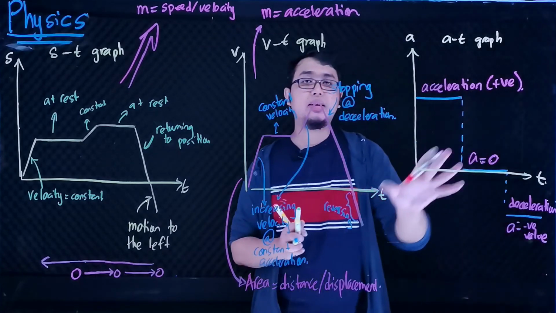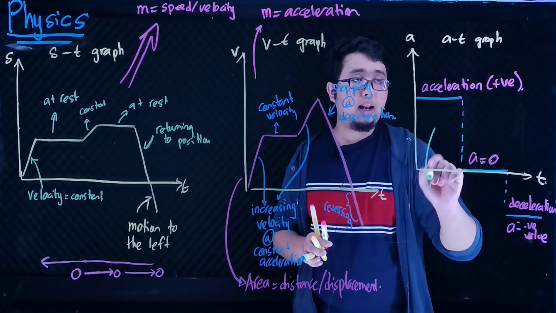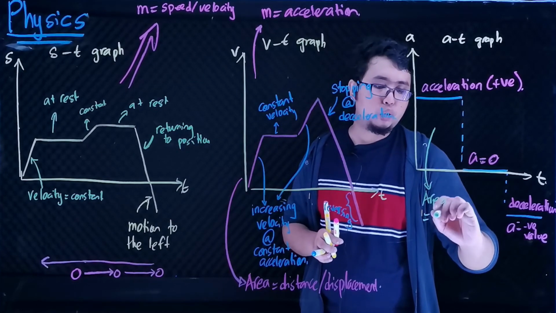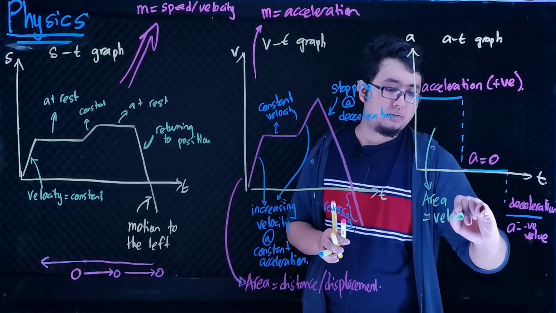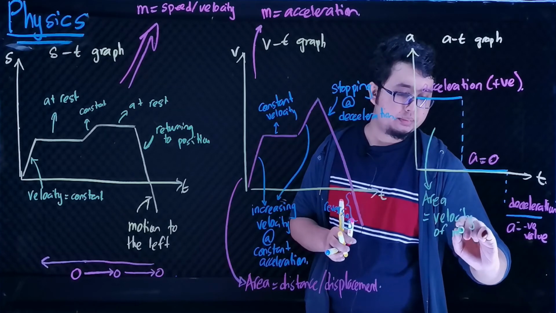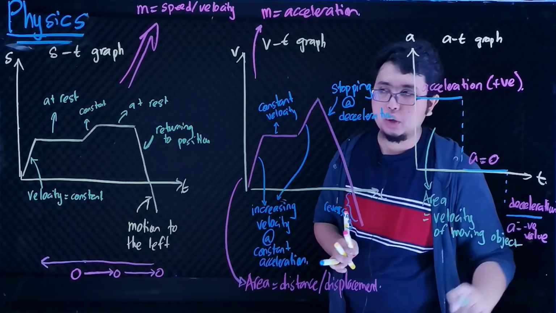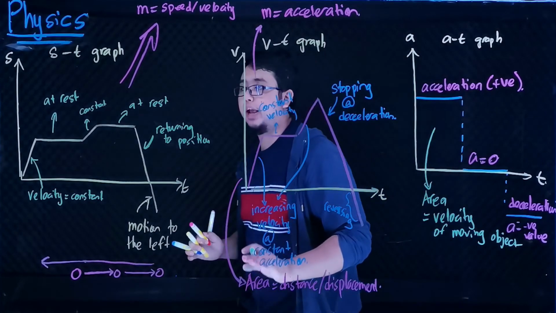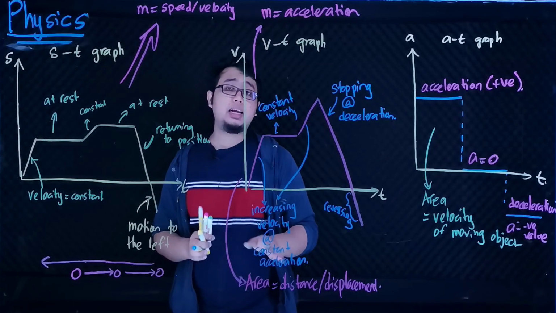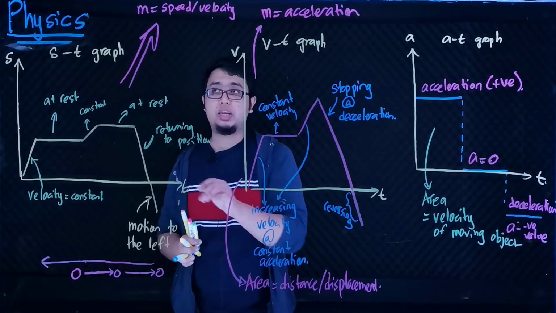Now, since this graph doesn't have any gradient, the only thing that you can calculate from here is the area, where the area is equal to the velocity of the object. Now, these three are the common graphs that you will see in your physics questions. However, there are certain other graphs that might seem a bit peculiar when they are used in this manner.